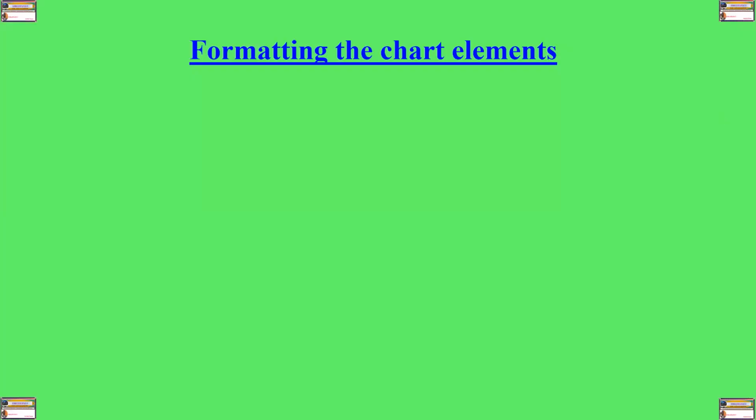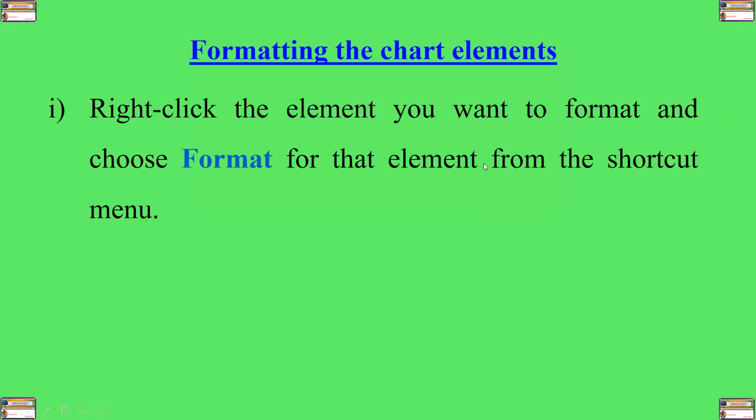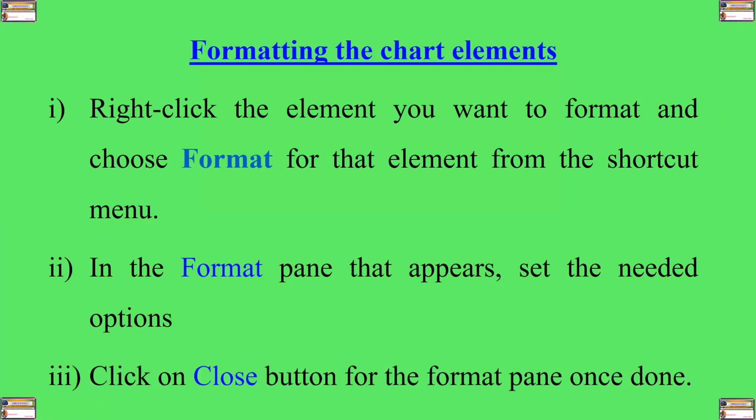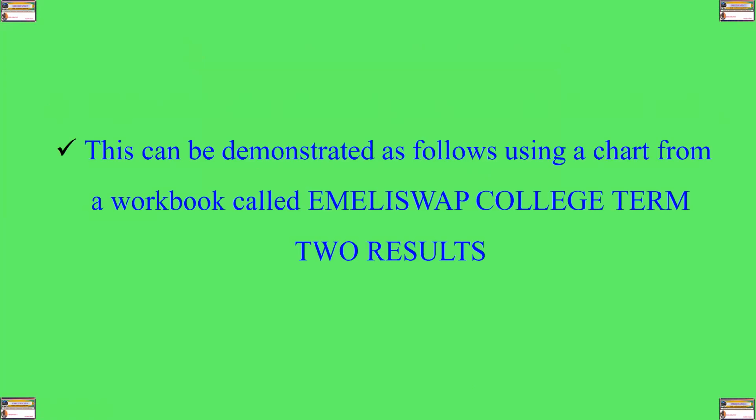We can also perform formatting in the chart elements. To format the chart elements, you right-click the element you want to format and choose Format for that element from the shortcut menu. Then in the Format pane that appears, set the needed options. Click on the Close button for the Format pane once done. So this can be demonstrated as follows using a chart from a workbook called Emily Swap College Term 2 results.